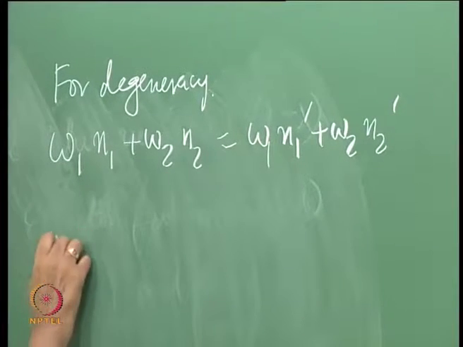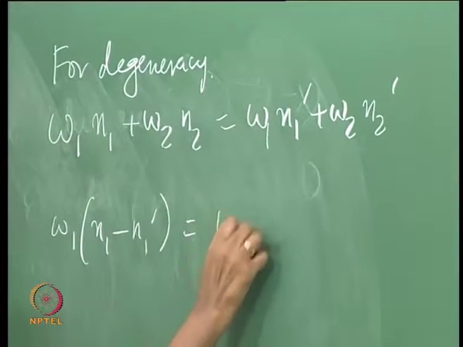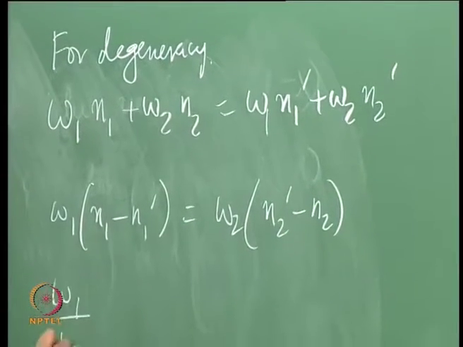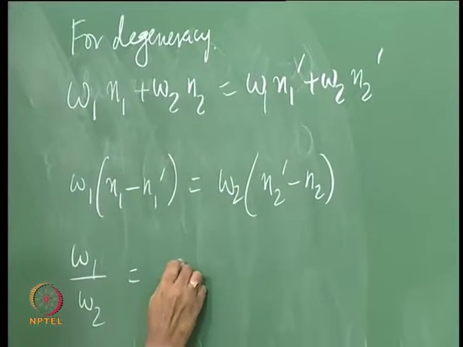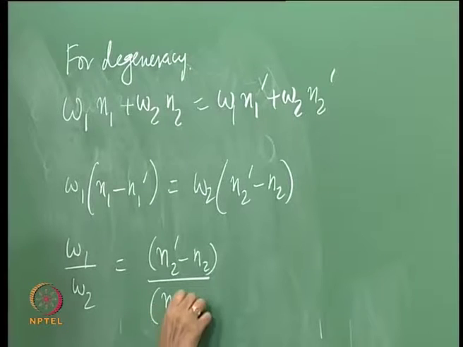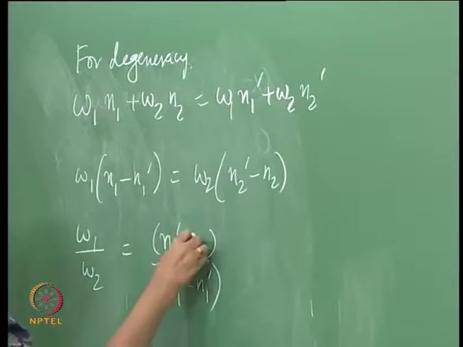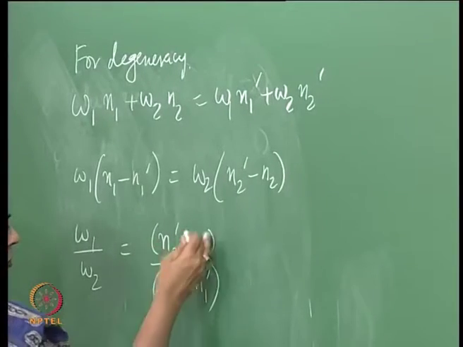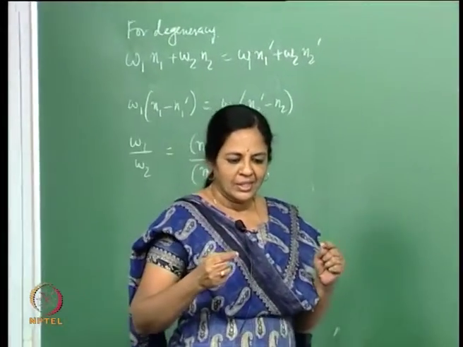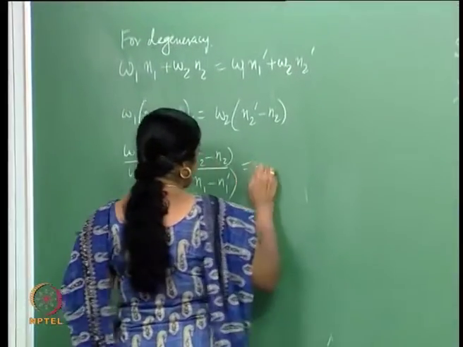So, what does that mean? It tells me that omega 1 by omega 2 is n2 prime minus n2 by n1 minus n1 prime. But remember, these are integers. So, the statement is that omega 1 by omega 2, the two frequencies, the ratio must be a rational number in order that there is degeneracy.